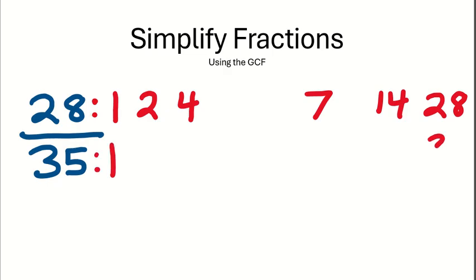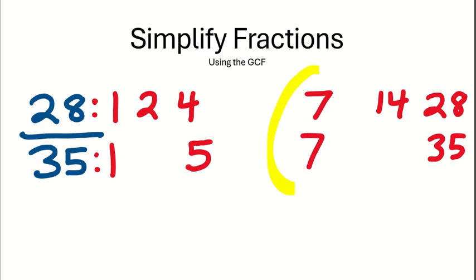1 times 35 is 35. 2 won't go into 35. Will 3 go into 35? No. Will 4 go into 35? No. Will 5 go into 35? Yes. 5 times 7 is 35. And that's basically it, which tells me that 7 is going to be our greatest common factor.